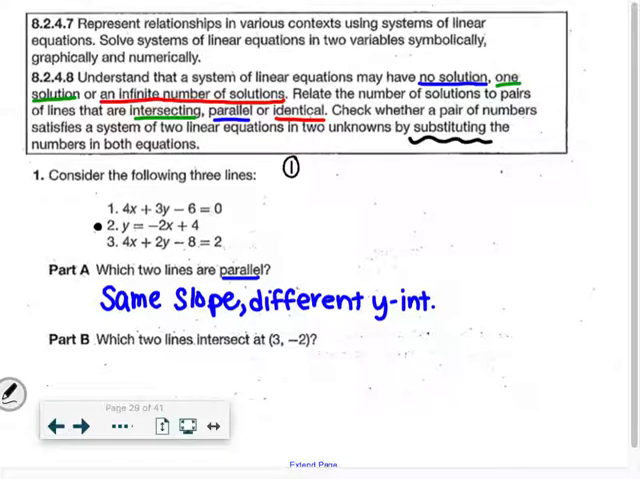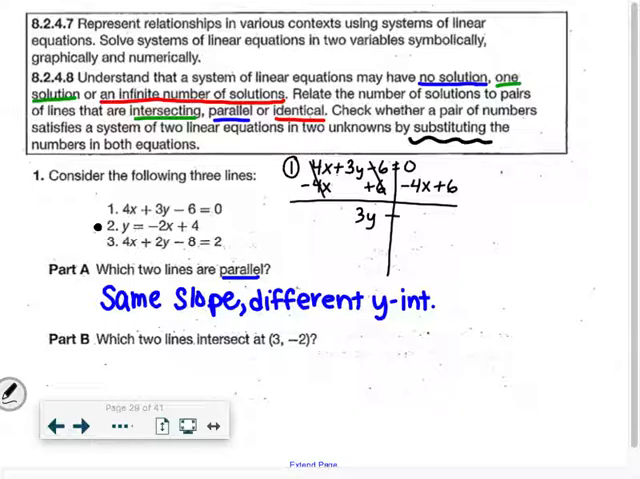So I'm going to rewrite number 1, 4x plus 3y minus 6 equals 0. I'm going to put it in slope-intercept form. So the 4x is on the wrong side, and so is the 6. So at the same time, I'm going to just move them both over. So, cancel. So 3y equals negative 4x plus 6. And then if I divide by 3, I get y equals negative 4/3 x plus 2. So far, line number 1 and line number 2 definitely do not have the same slope.